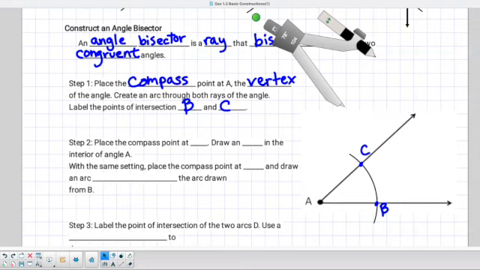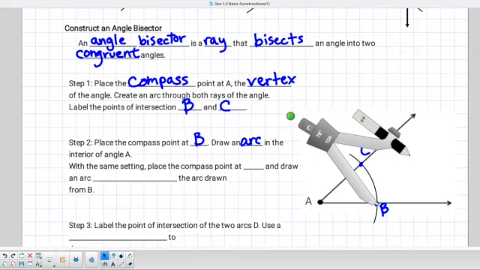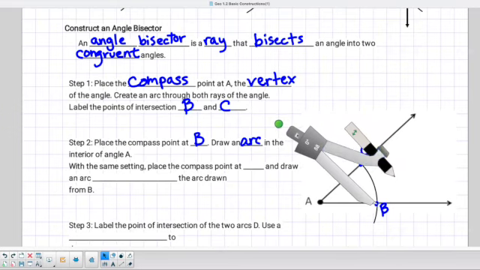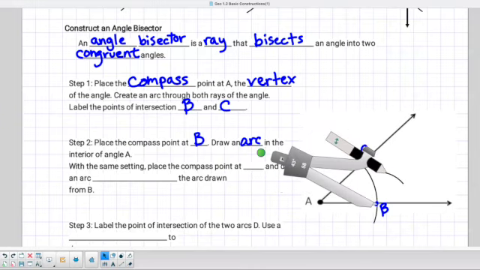Place the compass point at B. Draw an arc in the interior of A. And for this part, we don't have to keep the compass the same size. So if your compass slipped, that's okay. We can have it at any width that we want. Doesn't matter. Okay, we're going to draw an arc on the inside.